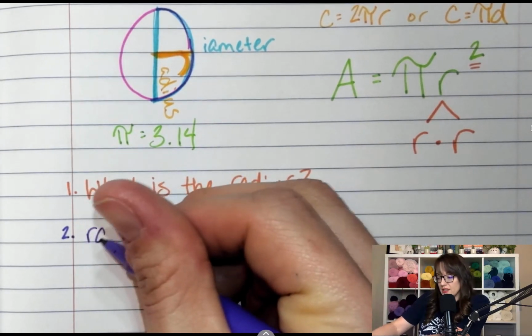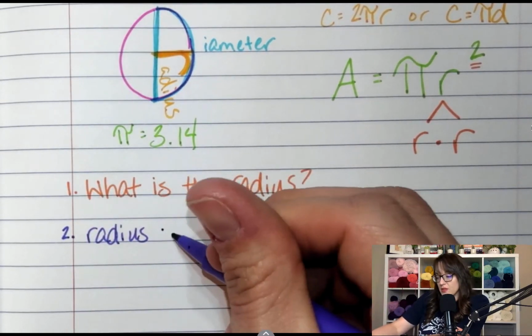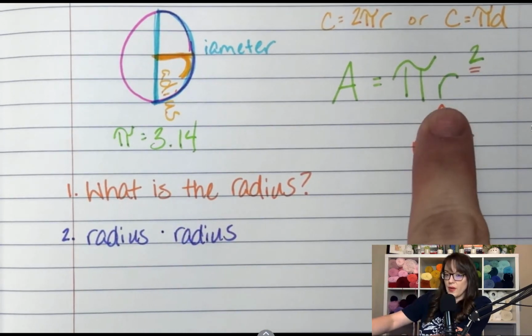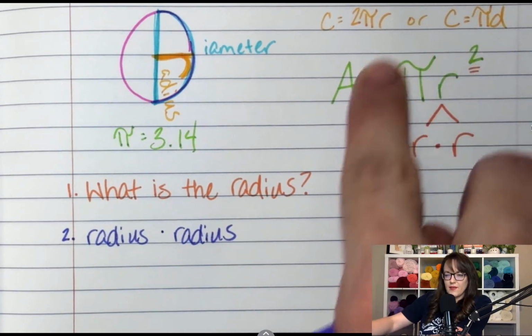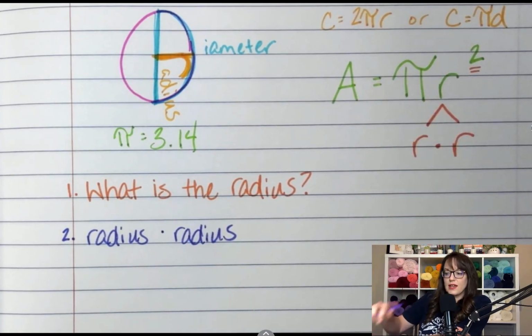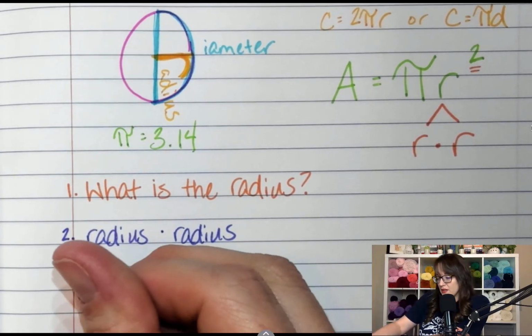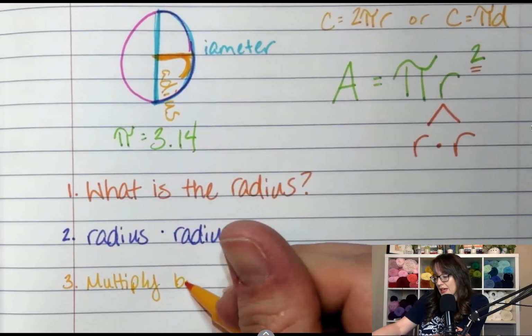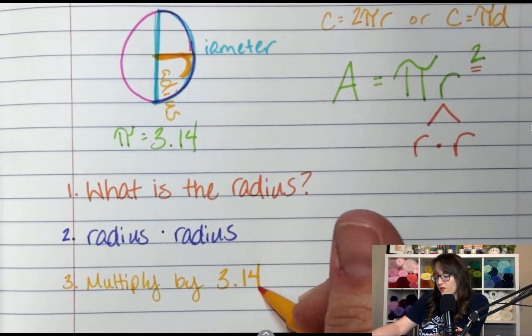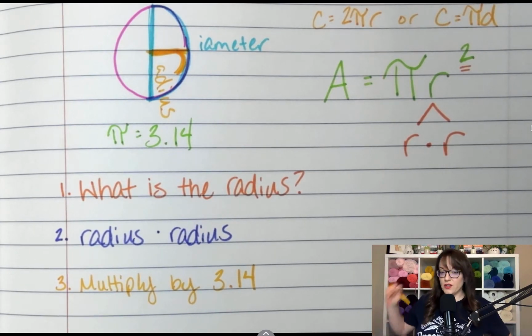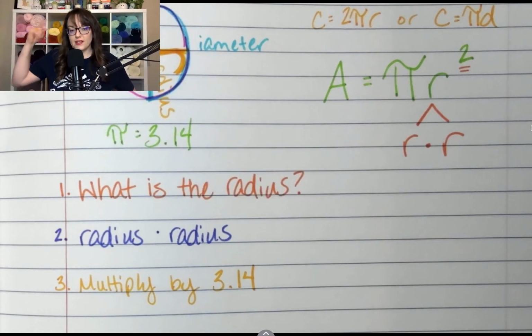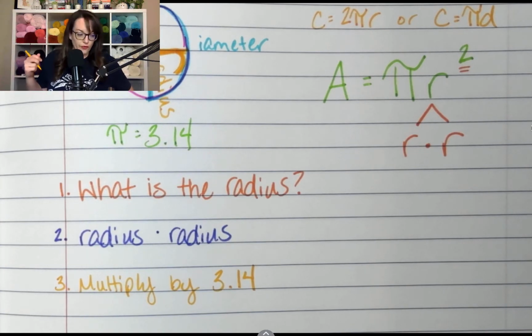Step 2, we do exponents first. So it's radius times radius. And then after I do radius squared, what's left? I need to multiply by pi. So step 3, I'm going to multiply by 3.14, which is pi. So step 1, what's the radius? Step 2, radius times radius. Step 3, multiply by 3.14.